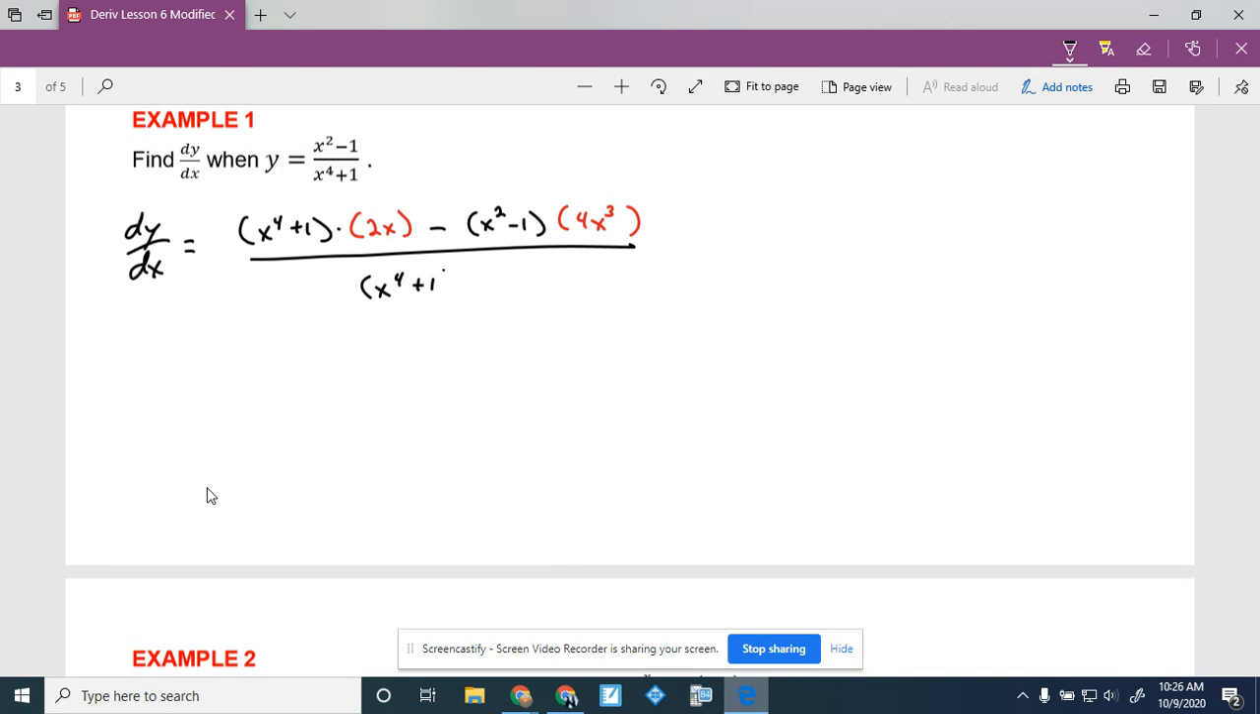Right? And that's us applying the quotient rule to take the derivative of this. Now, let's go ahead and spruce this thing up. Let's see what we get. So up top, I can distribute the 2x. So that's going to be 2x to the fifth plus 2x.